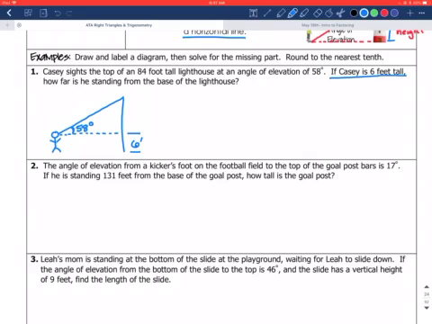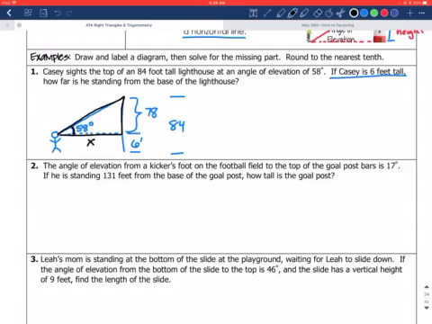Okay, and he sights the top of an 84-foot tall lighthouse. So in other words, the whole lighthouse is 84 feet tall. So this little piece right here is only 78, and that's what we're going to be using. So the triangle that we're focusing on is this one with the 78 as the opposite side and the 58 as the angle. And then we can just ask how far is he standing from the base of the lighthouse. So we're looking for x right here.